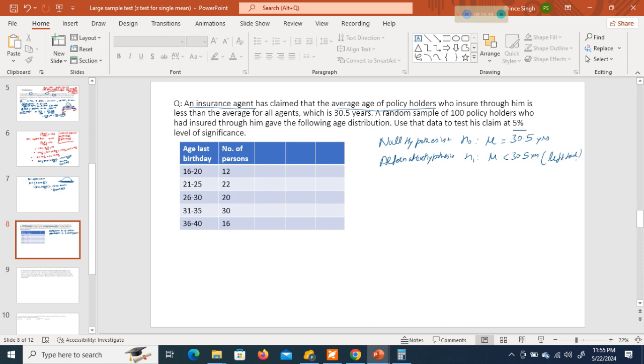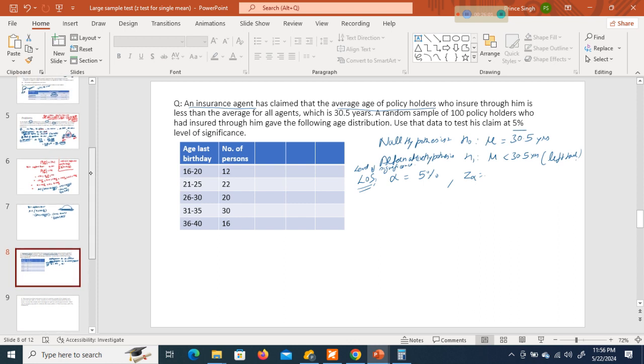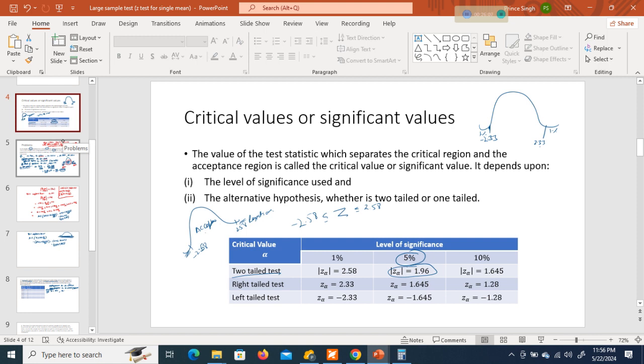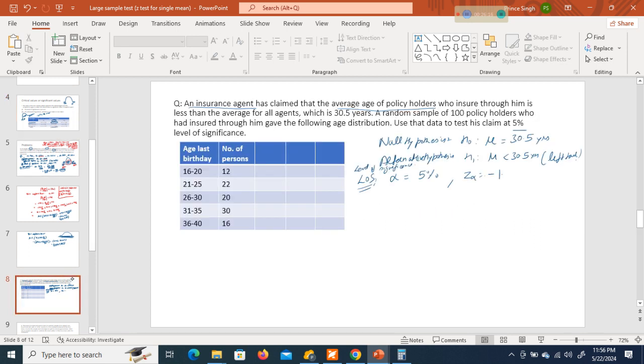Okay, and it is given here the level of significance alpha is 5%. So for 5% level of significance, what is the value of Z alpha? At 5%, its value is minus 1.645, so we can refer to the table for 5%. Okay, left tail, its value is minus 1.645, right? So its value is minus 1.645.